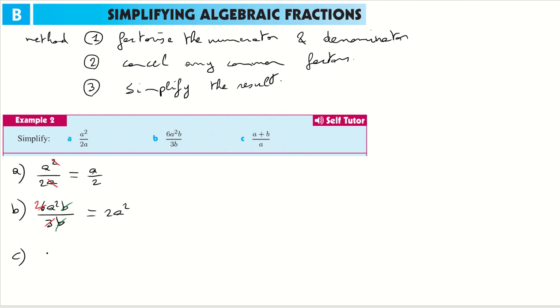And then c, I have a plus b over a. Well, I don't have any common factor, and I can't factorize the numerator or the denominator, so we can't simplify this further. So it cannot be simplified.